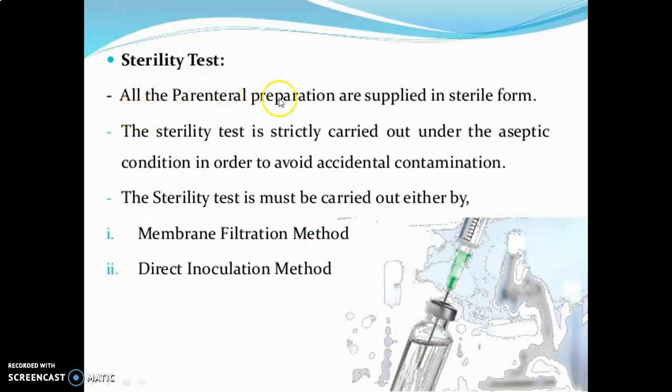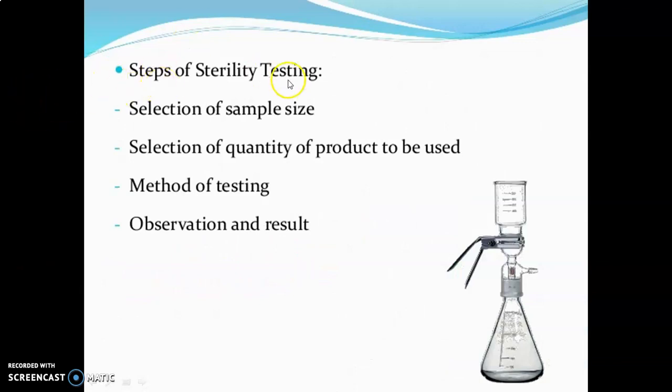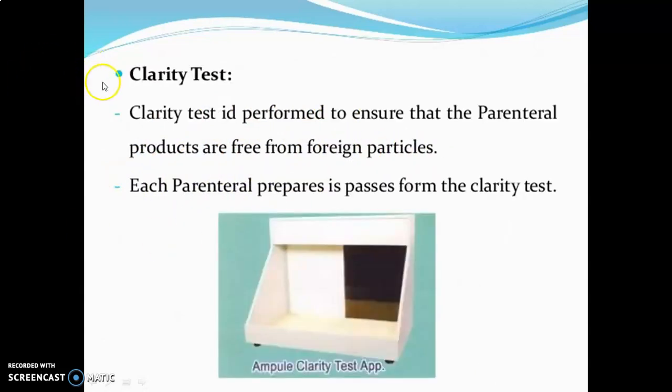Sterility test. All the parenteral preparations are supplied in a sterile form. The sterility test is strictly carried out under aseptic conditions in order to avoid accidental contamination. The sterility test must be carried out either by membrane filtration method or direct inoculation method. Steps of sterility testing: selection of sample size, selection of quantity of product to be used, method of testing, observation and result.